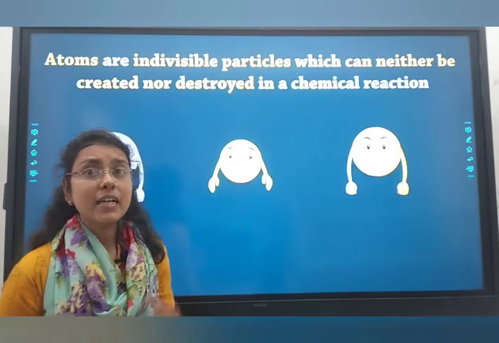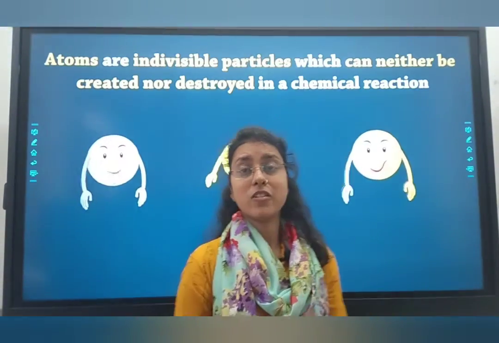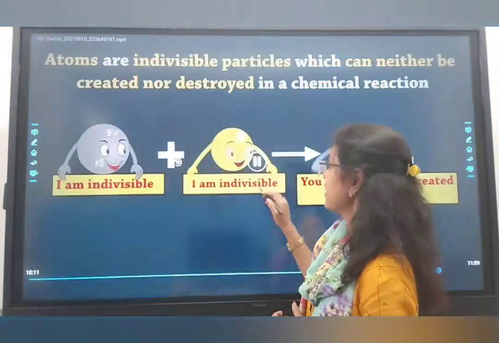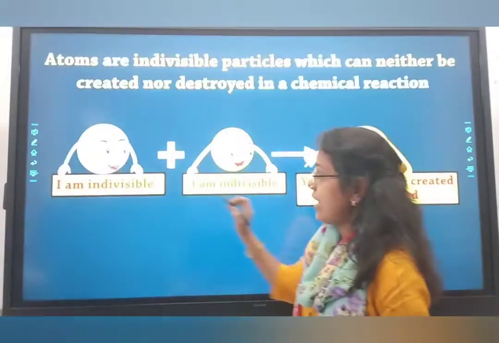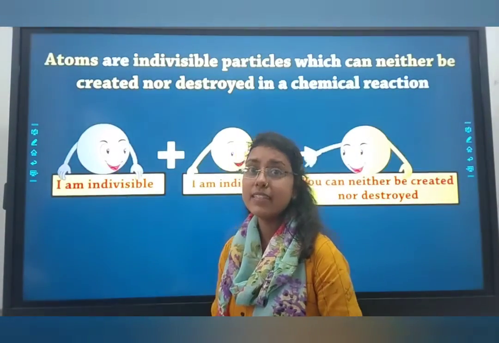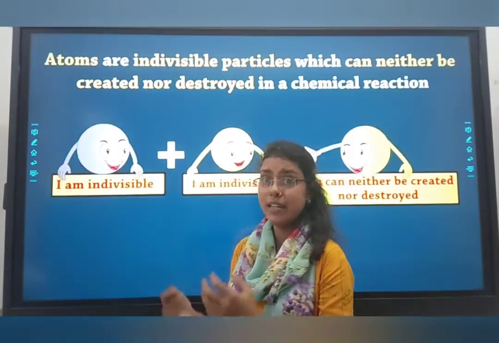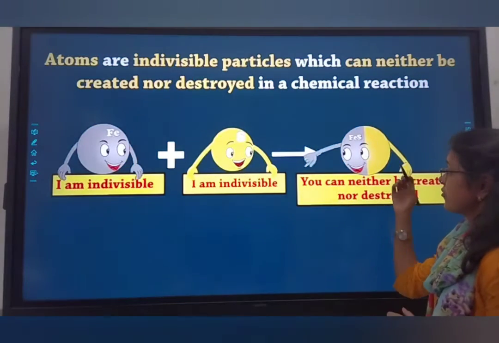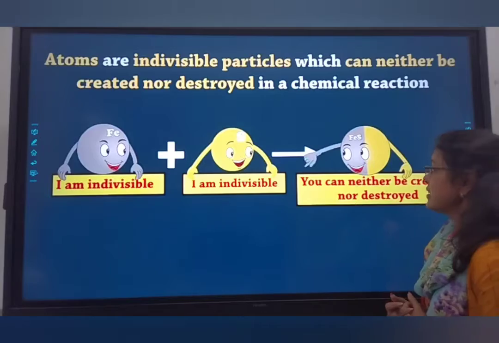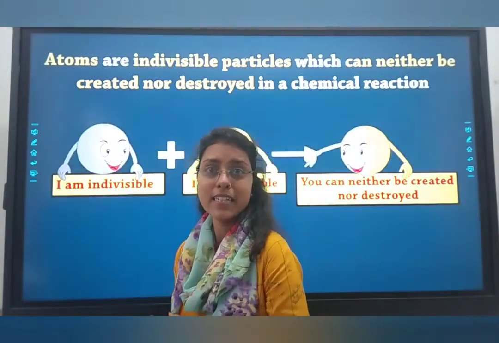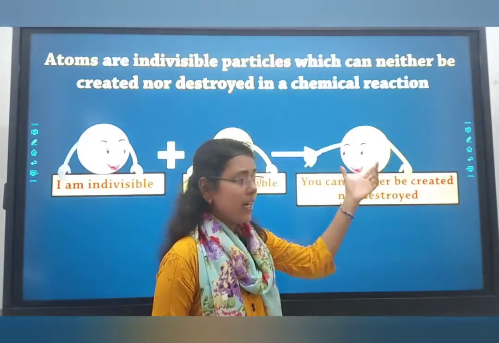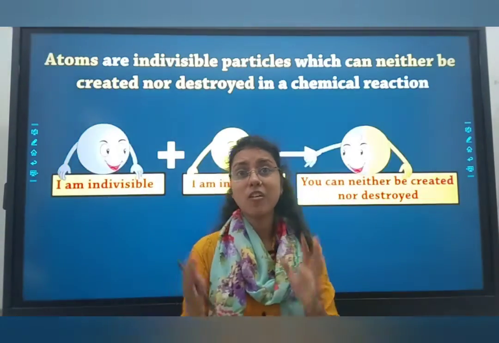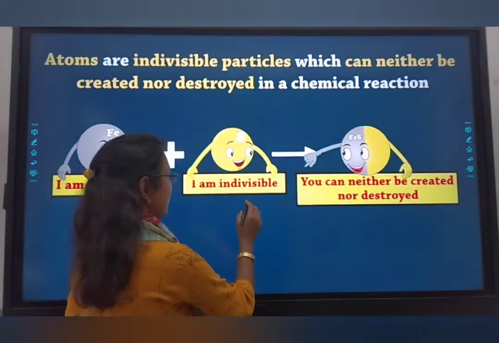And what is the third point? The third point is that atoms can neither be created nor be destroyed. They are the indivisible particles of an element. So here you can see that the iron atom says I am indivisible, and at the same time sulfur is saying that I am also indivisible. At the same time the product, ferrous sulfate, FeS, cannot be created nor destroyed, but the molecule can be recombined, that is the combination of iron and sulfur that gets combined to form ferrous sulfate, isn't it?